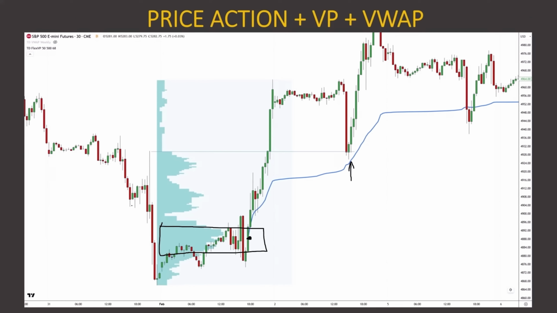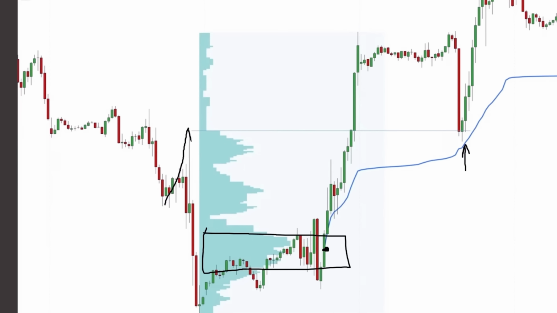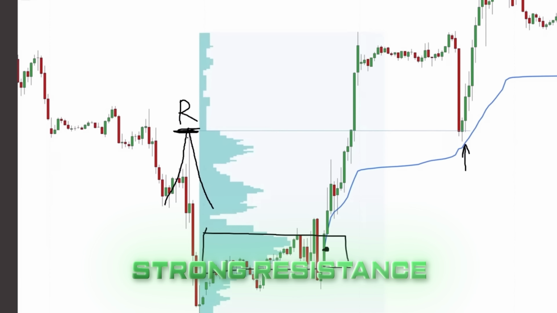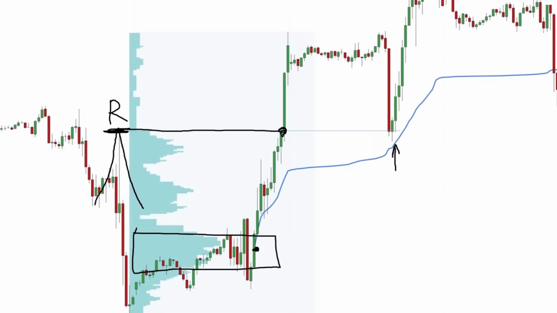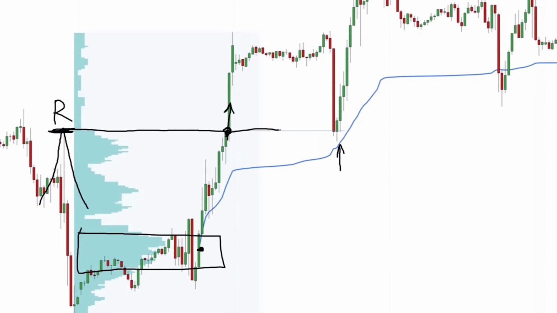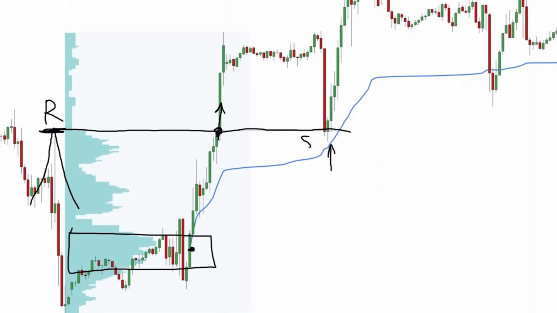Now, let's take a look here. You see this important swing high, this pin bar. This shows that in the past, this worked as a strong resistance, right? Because the price was reacting very sharply to this place, very strongly. Here, the resistance got breached and it became a support very close to the VWAP.